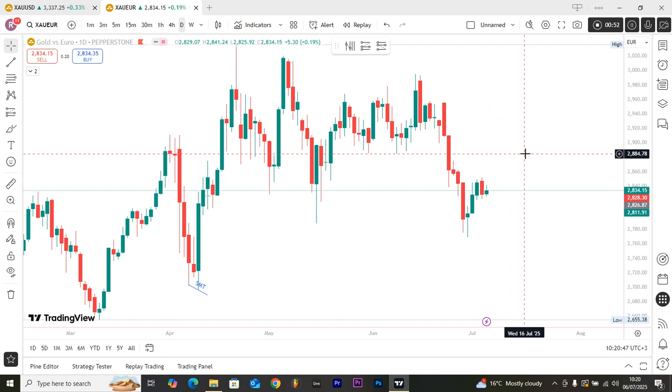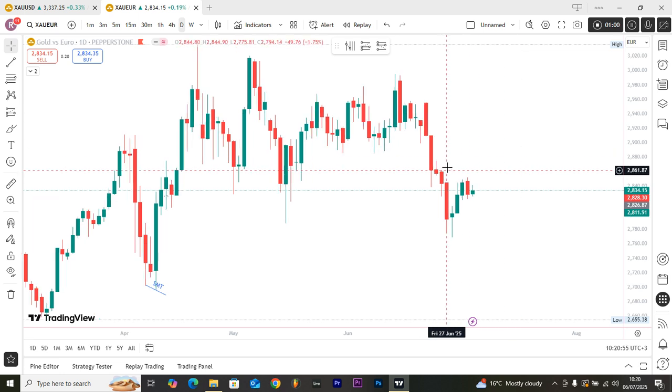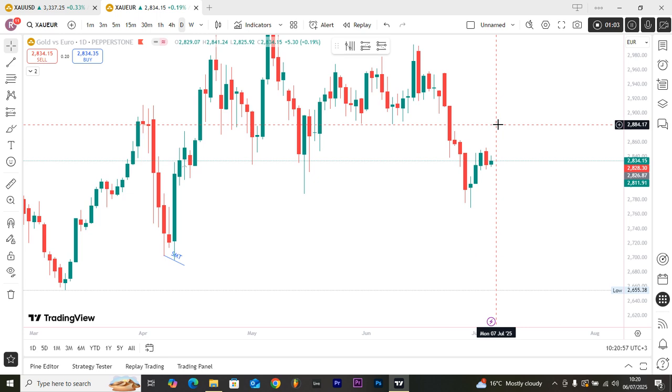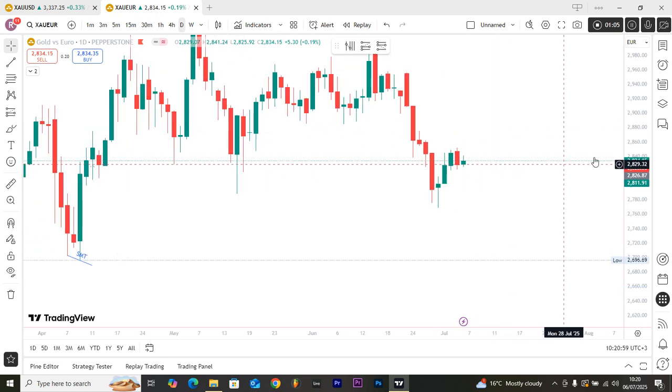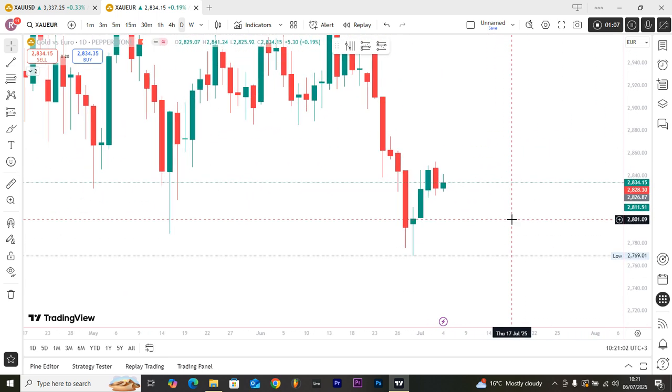So whenever you see GBPUSD or EURUSD not moving in correlation the way it's supposed to, for example, one pair has taken liquidity, the other has not taken liquidity, that simply means that price is likely on an SMT.